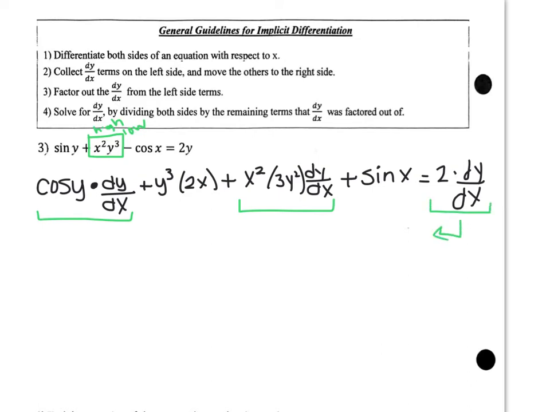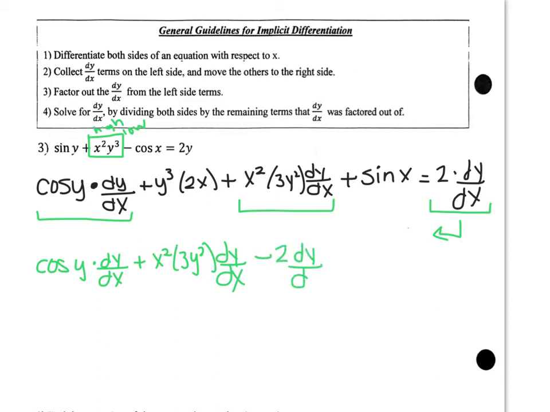So if I rewrite that, it's cos y times dy/dx plus x squared 3y squared dy/dx. And then if I'm bringing this over, it needs to be a minus. So it's minus 2 dy/dx.